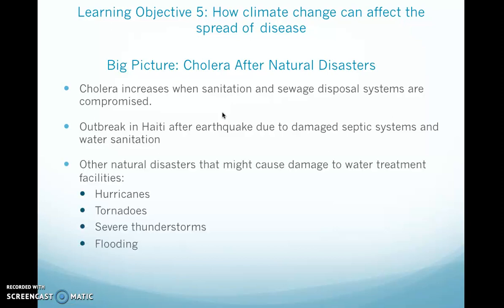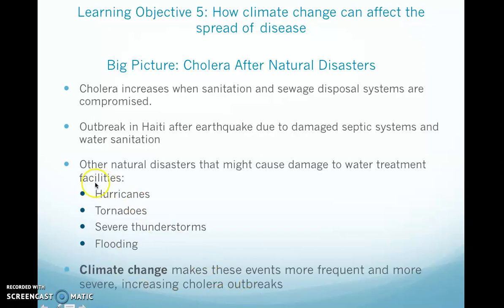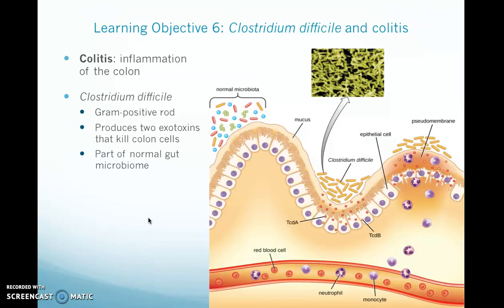So earthquakes can cause those. Other types of natural disasters, things like hurricanes, tornadoes, severe thunderstorms, flooding, those can cause water treatment systems to overflow and contaminate the water. Those can damage pipes and water treatment plants. So all of those things can lead to cholera outbreaks. What does this have to do with climate change? Climate change makes these events more frequent, more severe. They may be occurring in more places or new places. And this increases the cholera outbreaks.